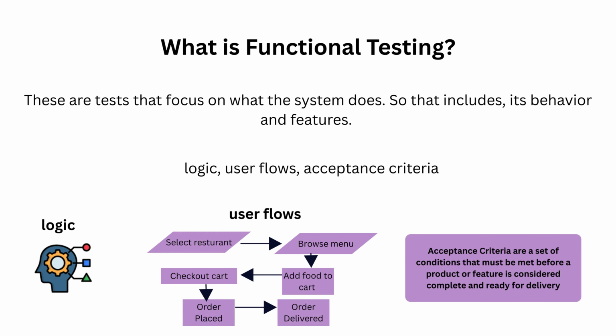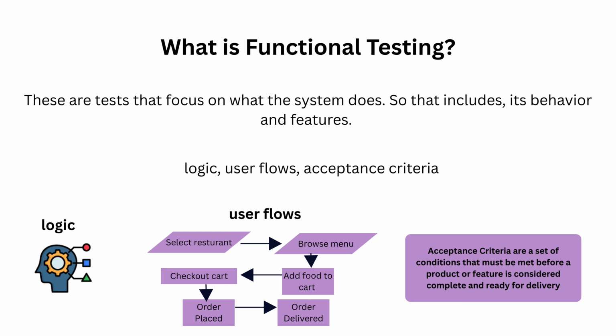Functional testing involves performing tests that focus on what the system does. So that includes its behavior and its features. And this usually tests logic, user flows, and acceptance criteria. So what this means is that the tests check if your app can do what it's designed to do.